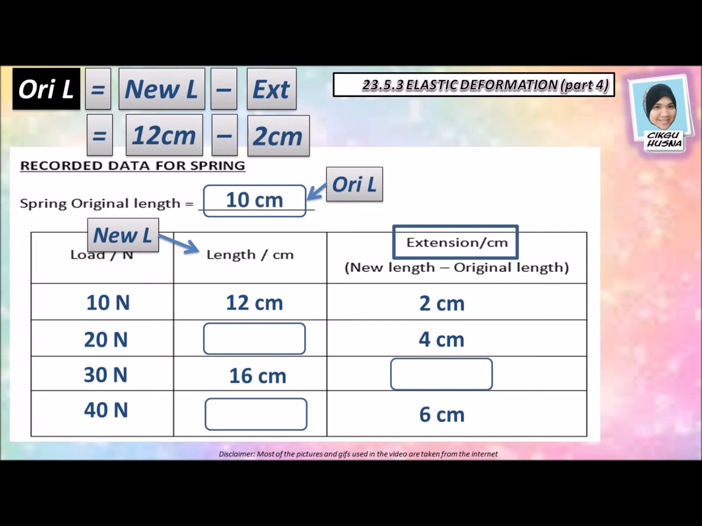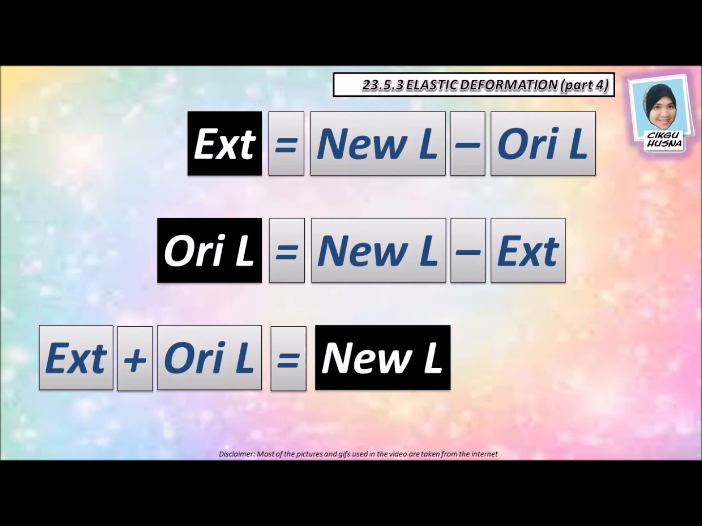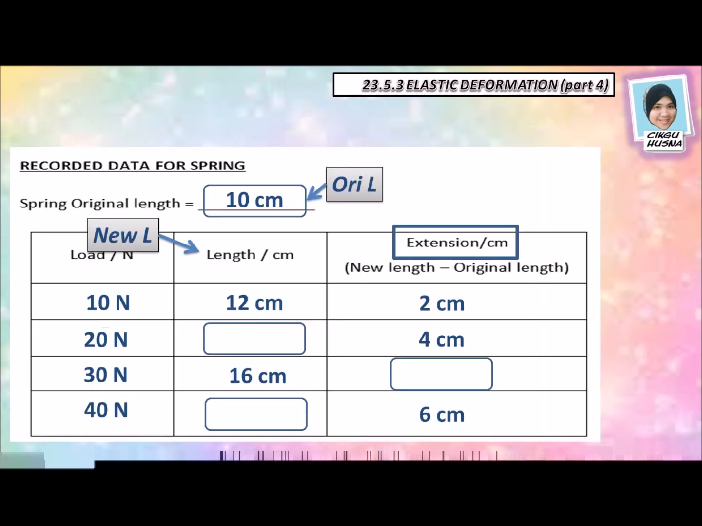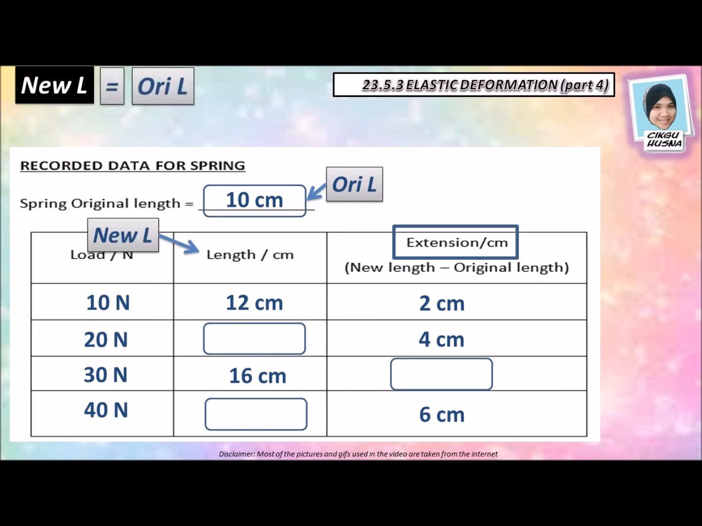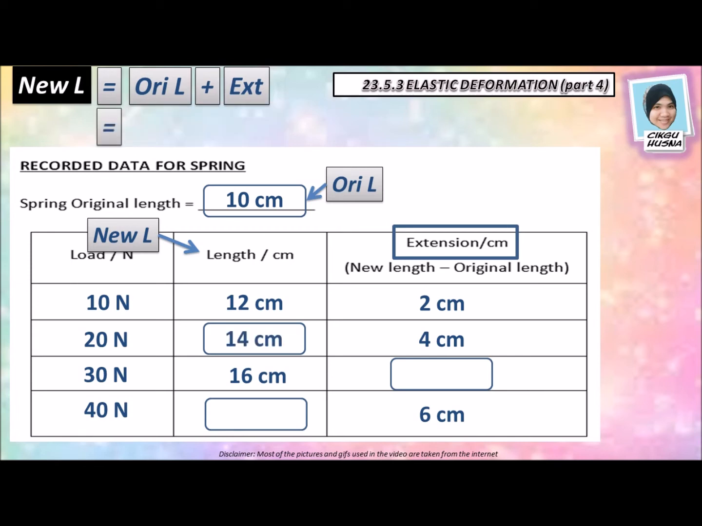Next is finding new length for this blank here. We are given 4 centimeter extension and also the original length that we have already calculated. So going back to the formula, to find new length, we use new length equal to original length plus extension. The original length is 10 centimeter and the extension given is 4. So 10 plus 4 gives us 14. The same thing here, we use the same formula. Original length is 10 and the extension given here is 6. So 10 plus 6 will give us 16.